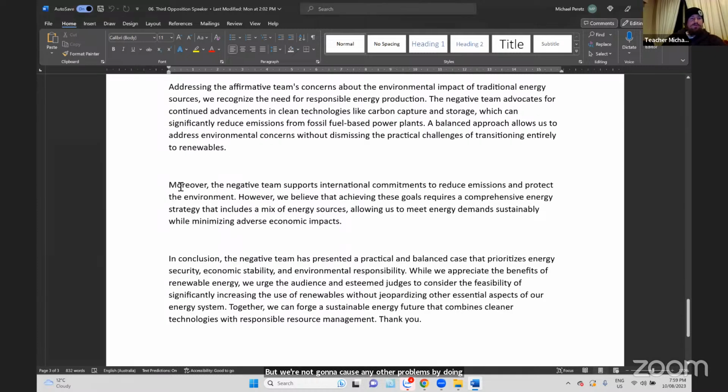Moreover, we're moving on to the next topic here. The negative team supports international commitments to reduce emissions and protect the environment. In the proposition team's previous speech, we'll remember that they mentioned the Paris Climate Accord and all of these international agreements to go greener. However, we believe that achieving these goals requires a comprehensive energy strategy that includes a mix of energy sources, allowing us to meet energy demand sustainably while minimizing adverse economic impact. So again, going back to taking our time, doing it smart, and avoiding any job loss, just protecting everybody, and making sure we're doing this responsibly.